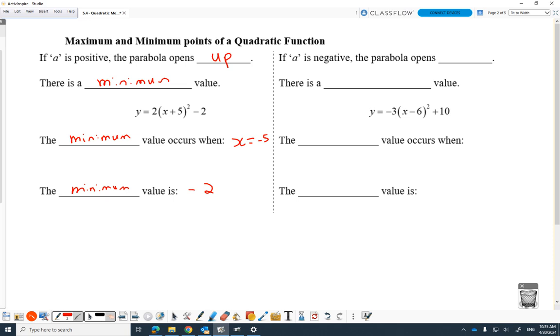If a is negative, the parabola opens down. And if it opens down, there is a maximum value. And again, I can pick this stuff right out from the equation. The maximum value occurs when x equals 6. The maximum value is y equals 10. That's just reviewing what I already did on the previous page.